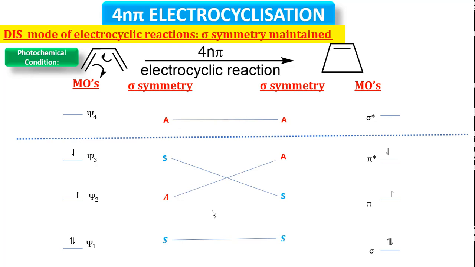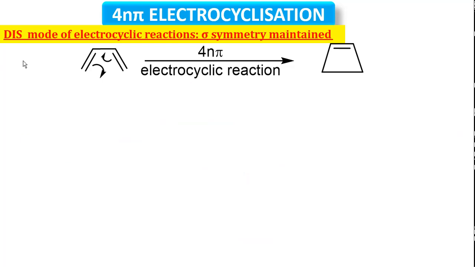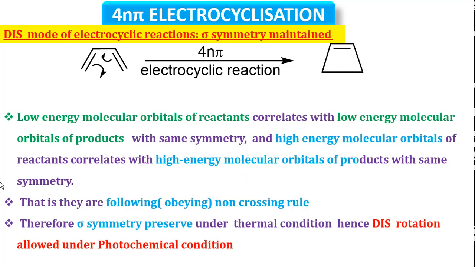Here you can observe what is happening: low energy molecular orbitals of reactants are correlating with low energy molecular orbitals of products, and high energy molecular orbitals of reactants are correlating with high energy molecular orbitals of products. So these are following the non-crossing rule. Therefore, this mode of rotation is allowed under photochemical condition.